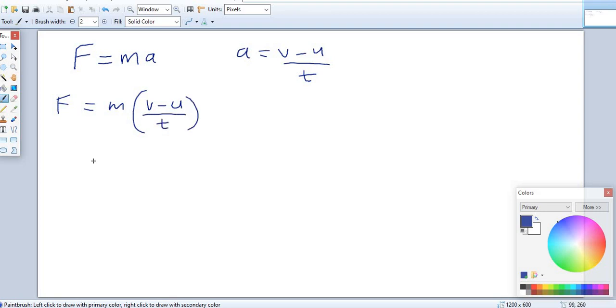So this will become mv minus mu over t if you remove the bracket. Now you learn the equation for momentum. Momentum is mass times velocity, and here this is the final momentum because we are using the final velocity here. So this will be that, and this will be the initial momentum because we are using the initial velocity u here. So what we have here is the final momentum minus the initial momentum.